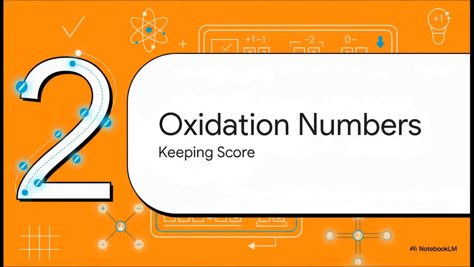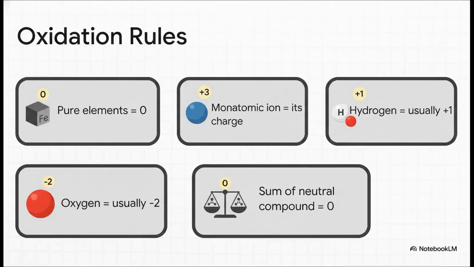Moving right along to Section 2, rules for oxidation numbers, keeping score of electrons. Okay, so we just talked about oxidation numbers going up and down, but how are we actually supposed to track these jumping electrons? Well, we keep score. And honestly, keeping score is pretty easy if you just follow a few core rules. First off, pure elements, like a chunk of solid iron or oxygen gas, they always have an oxidation number of 0. They like to keep things strictly neutral when they're flying solo.